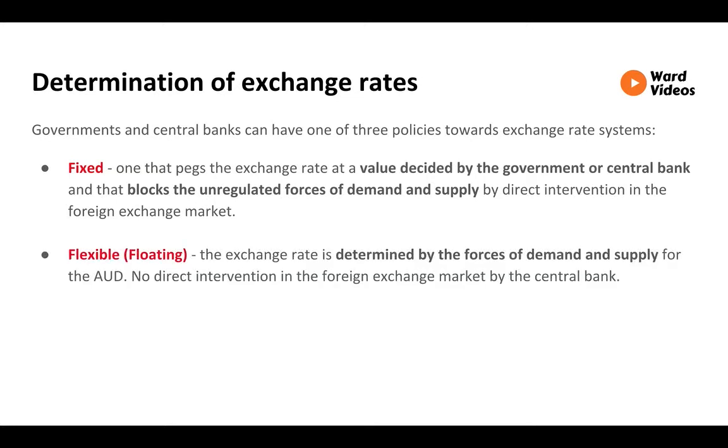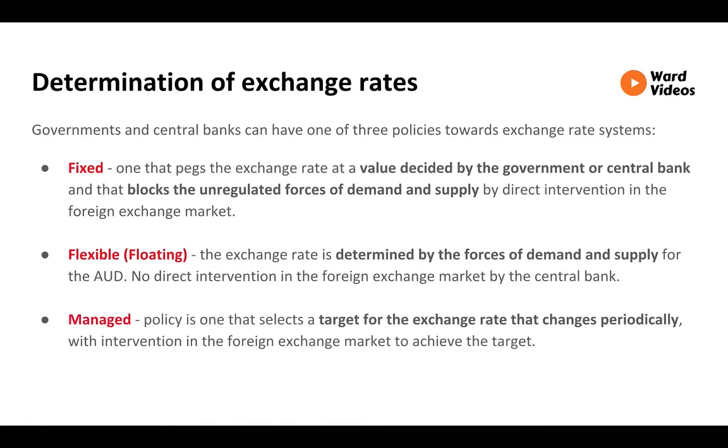Another system is a floating or flexible exchange rate. The exchange rate is determined by the forces of demand and supply. There is no direct intervention in the foreign exchange market by the central bank. This system allows a more realistic market price. It allows monetary policy to be more effective, and most of our trading partners use it. However, there is increased volatility, with the currency and the dollar subject to sudden shifts. And finally, managed. This policy is one that selects a target of the exchange rate that changes periodically, with the intervention of foreign exchange markets to achieve their target.